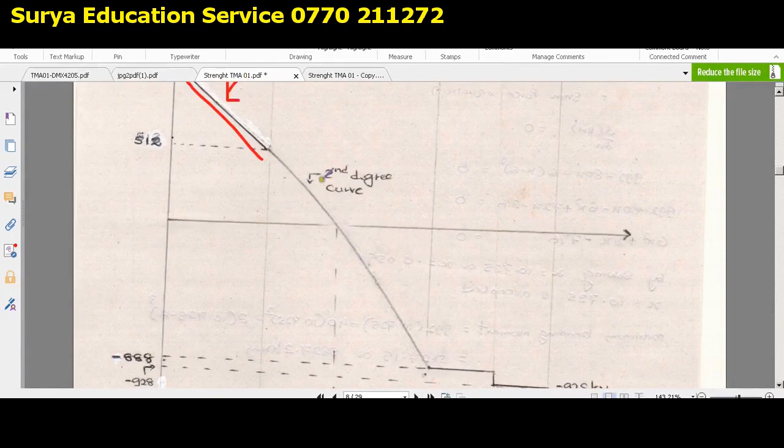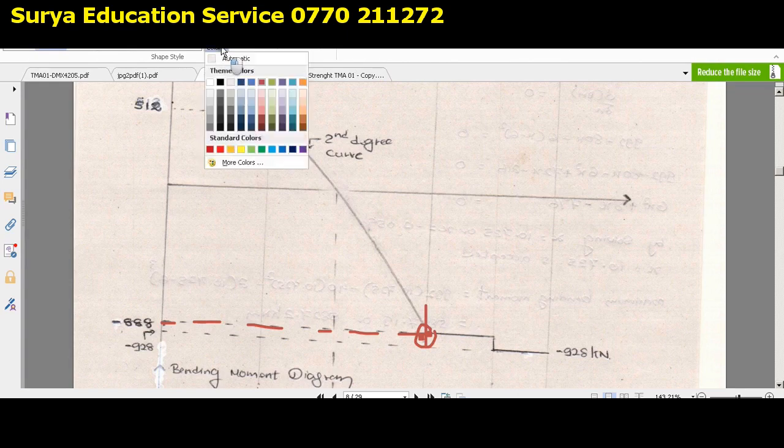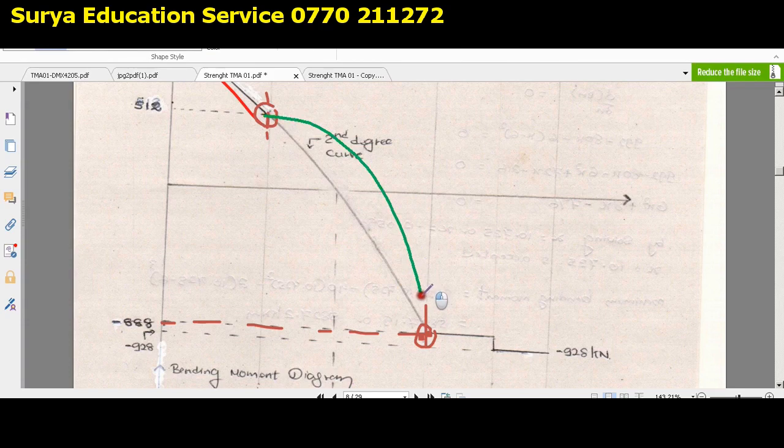Now considering the shape of the curve that we are going to connect for the next section, x greater than or equal to 6 and less than 16, we know that when x equals 6 the shear force is 512, and when x equals 16 it is minus 888. So the doubt is how we are going to connect these two points. There are two possibilities. The first possibility is we can sketch the curve like this, from this point to that point. We can call this type 1 curve.